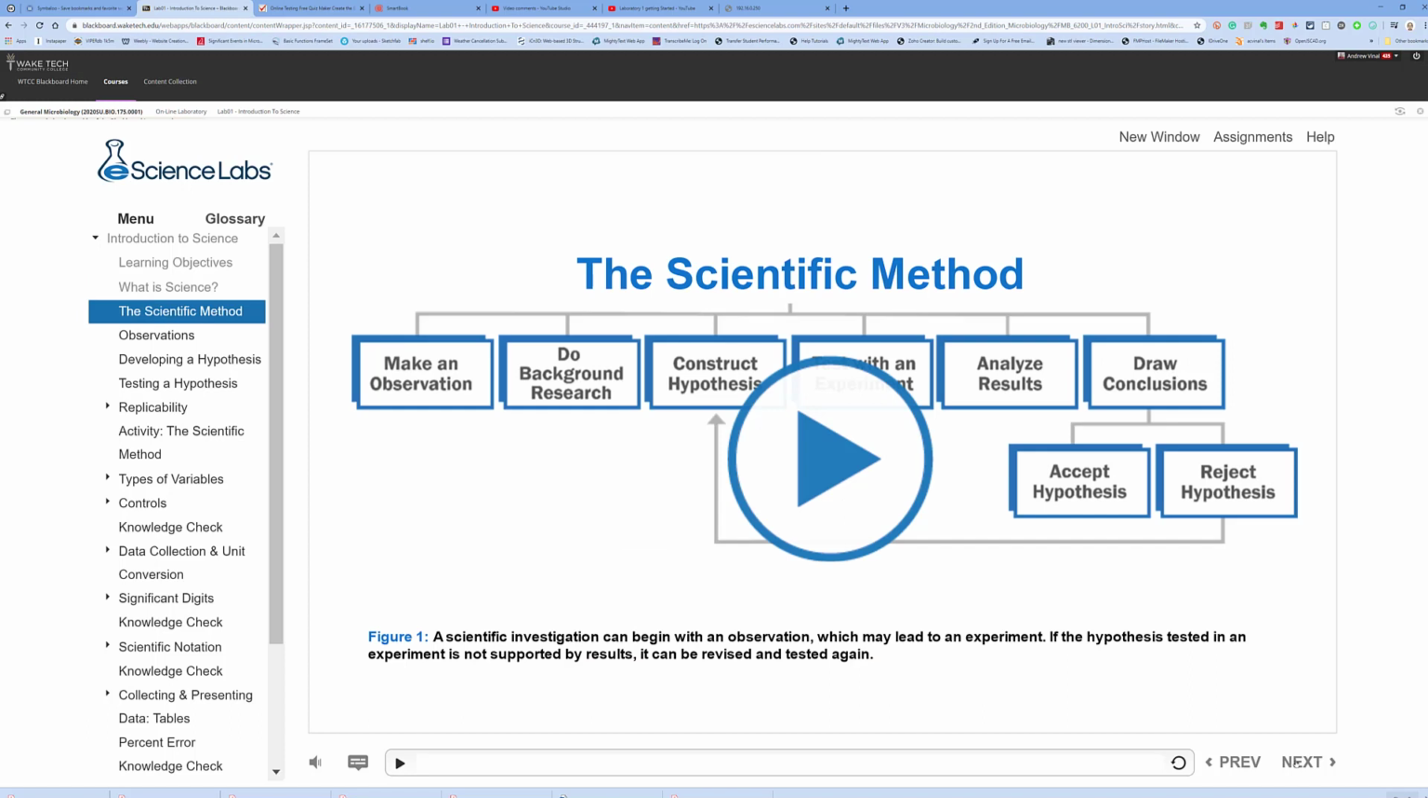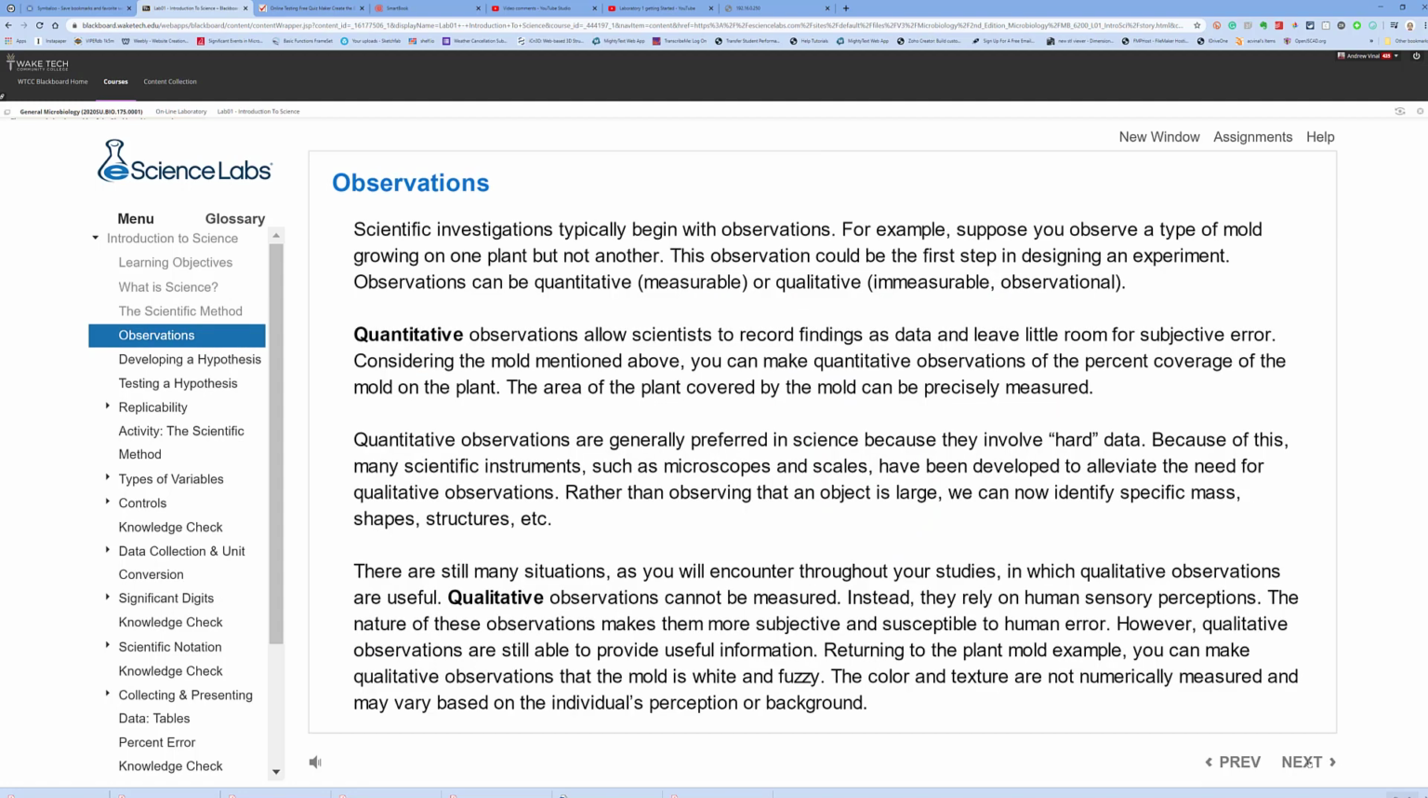The scientific method, there's a video that you can watch that goes over it. But the idea is you make observations and then you analyze results, you draw conclusions, and then it goes right back. Either it goes with accepting or rejecting, and then you construct a hypothesis again, and it goes through that process. And that's really the key part of doing a laboratory experiment.